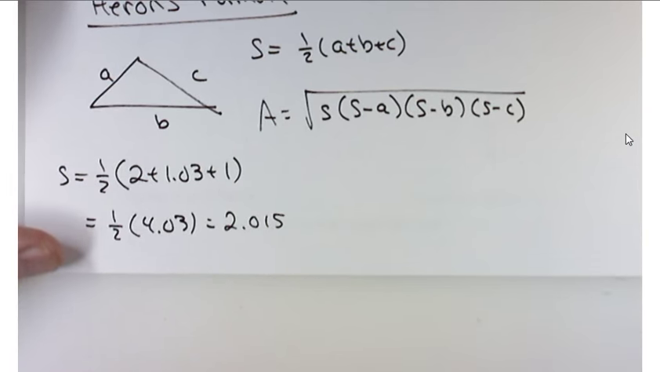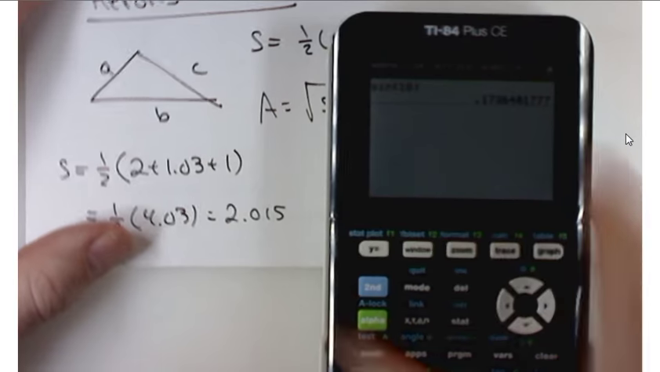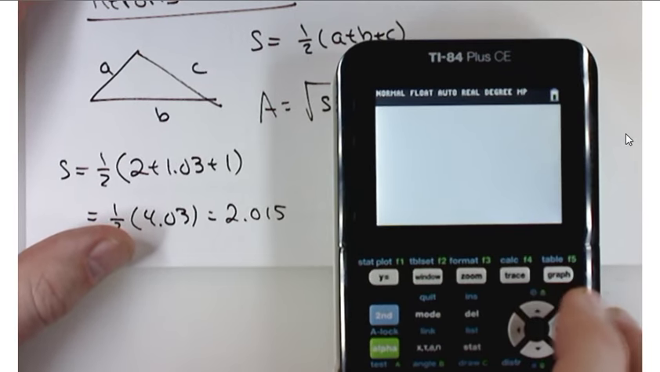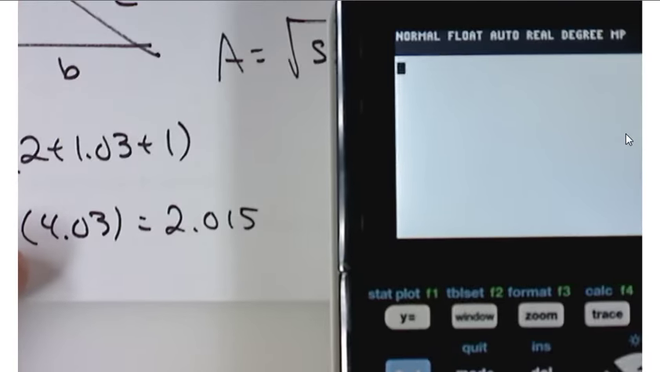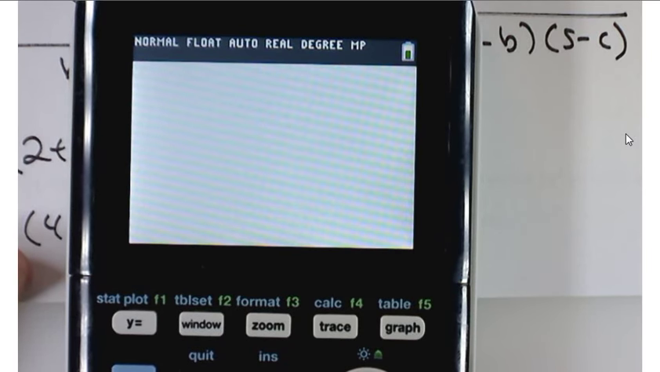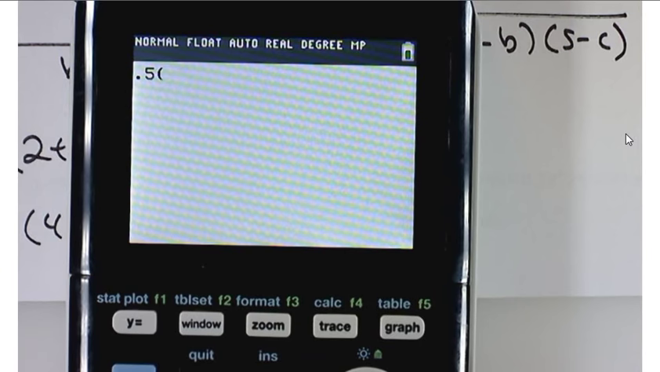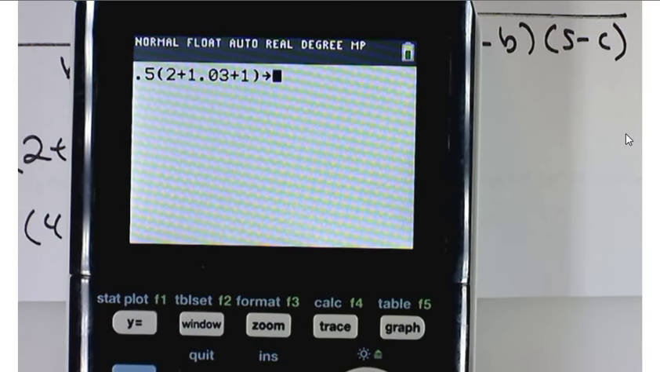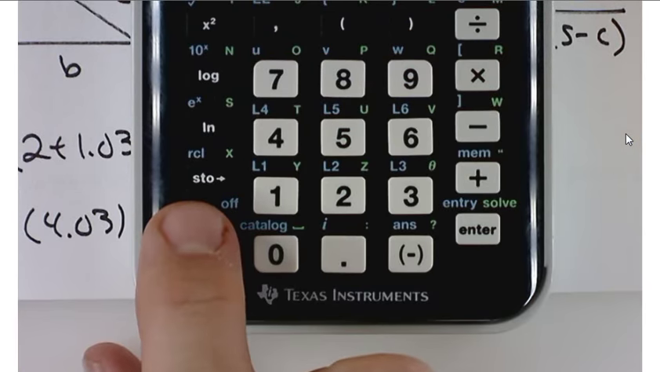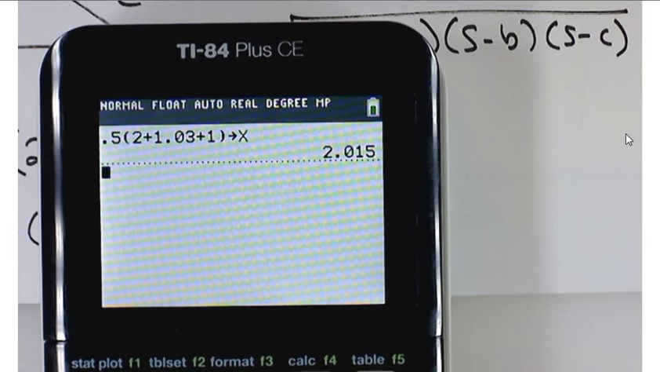So that's S. We don't even need to actually calculate it separately ourselves like that. Here's what I would suggest you do. Let's take 0.5 times (2 plus 1.03 plus 1) and store that in X. So the store key is down here on the lower left hand side. X is right next to the alpha button. Store that in X like that.